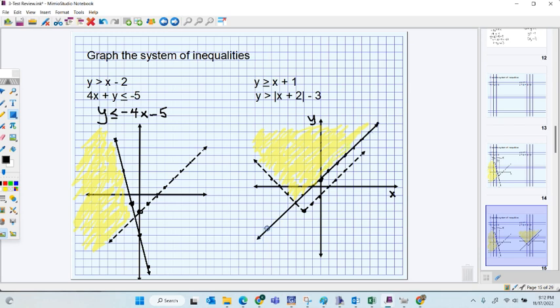Solid line. The reason it's here instead of here is that both of them are a greater than. So greater than this line is all up in here. Greater than for this one would put us above the line. So the only place where both are happening is right here in the yellow shaded region.